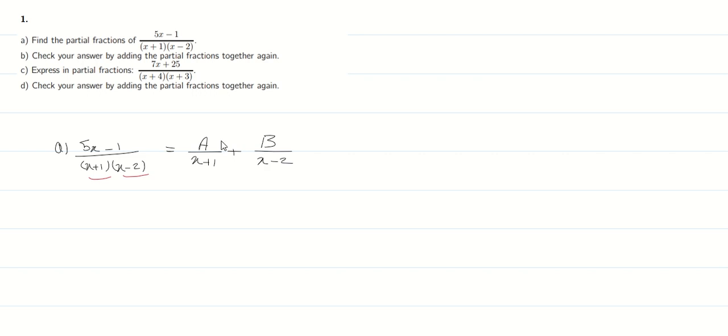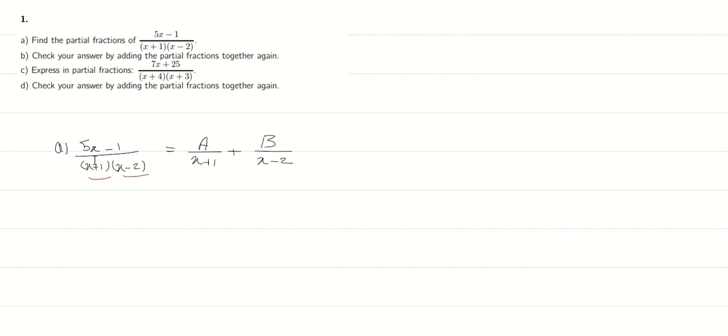And now if we find the A and B values, we can say that we successfully broke this expression into two partial fractions. Now, in order to find the A and B values, we first need to get rid of the denominator. So we're just going to multiply both sides of the equation by the common denominator, which is x plus 1 times x minus 2.